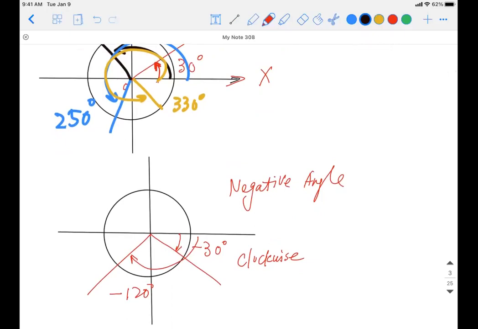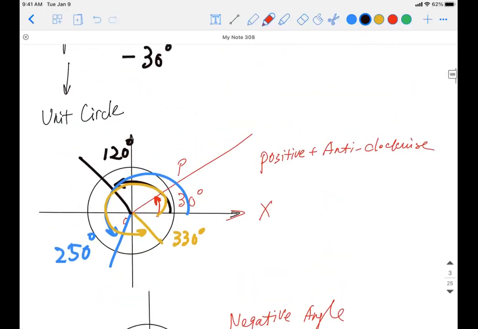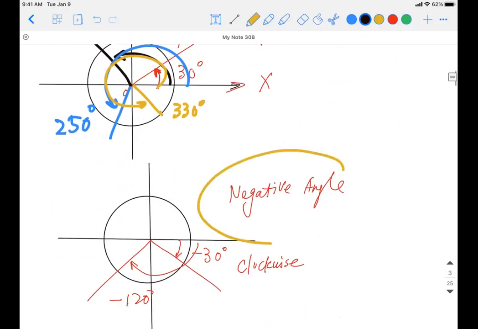It really depends on the direction. If you go anti-clockwise, you end up with positive angles, which is pretty much the case we're talking about. If you go in the clockwise direction, you're able to define negative angles. I think these are quite understandable. You guys already know that.